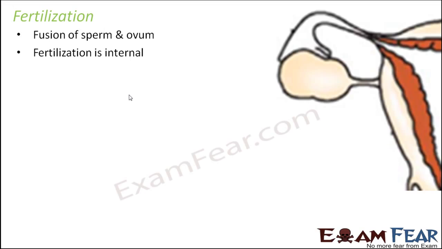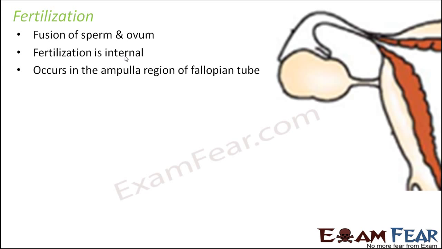So in case of human beings, fertilization is internal because this fusion takes place inside the female body. There are certain animals where the fertilization is external. Both the male and the female gametes are released outside their body and then they fuse outside. So that is external fertilization. Where exactly does it occur inside the female body? It occurs in the ampulla region of the fallopian tube.